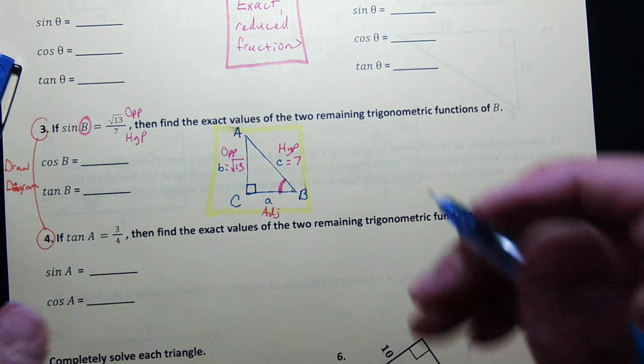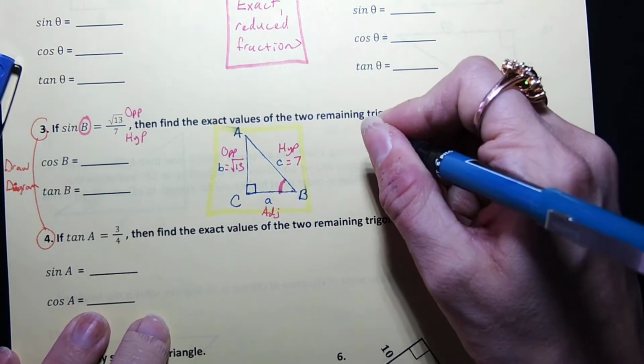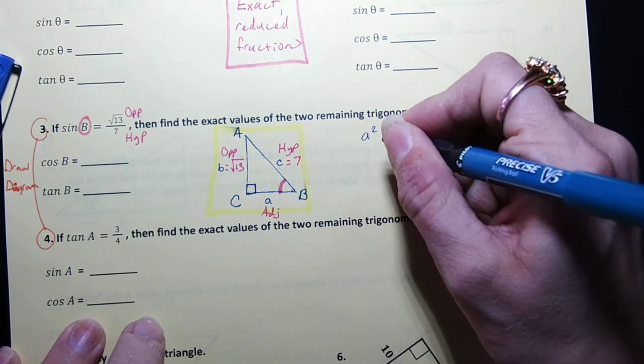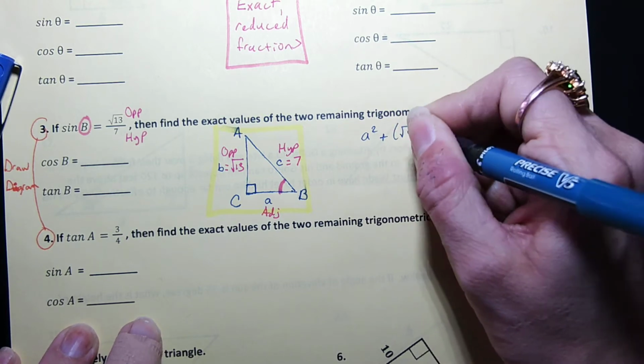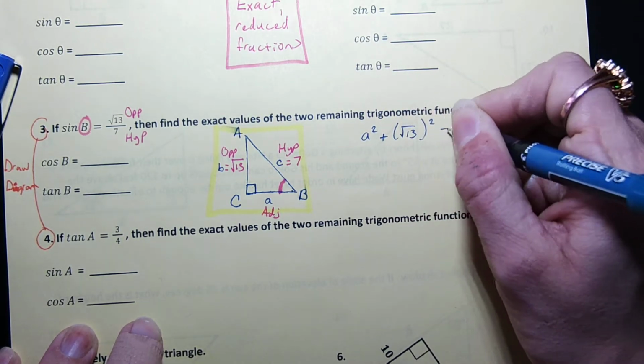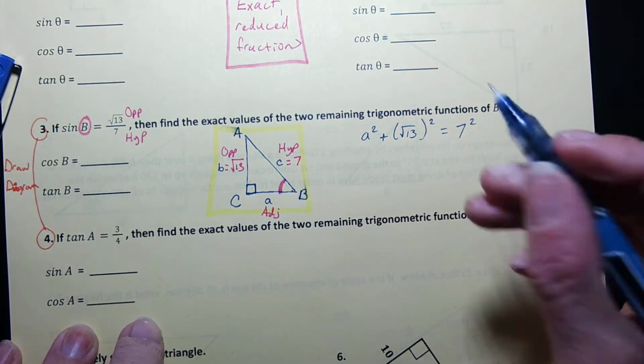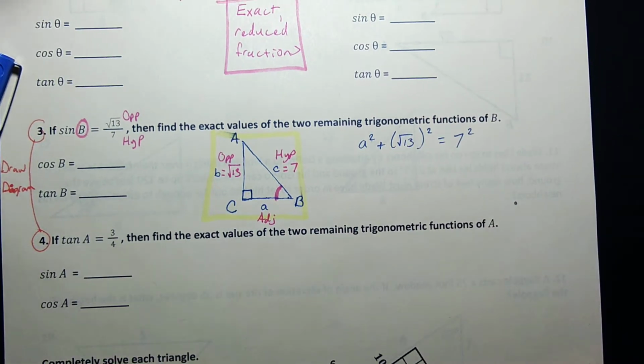So Pythagorean theorem time, because we know 2 of the 3 sides. So a squared plus b squared, which is rad 13 squared, equals 7 squared. What's radical 13 times itself?